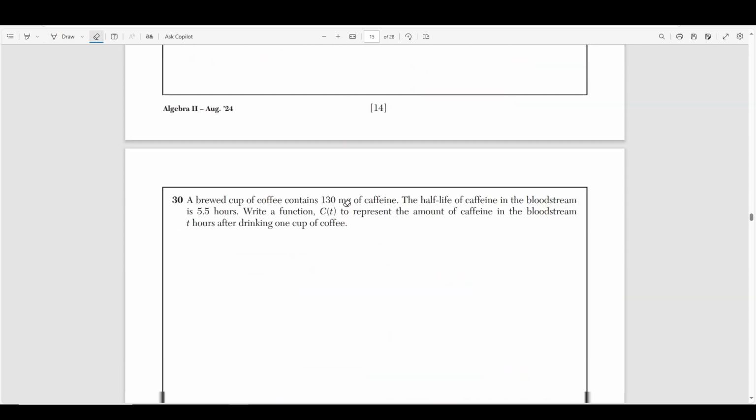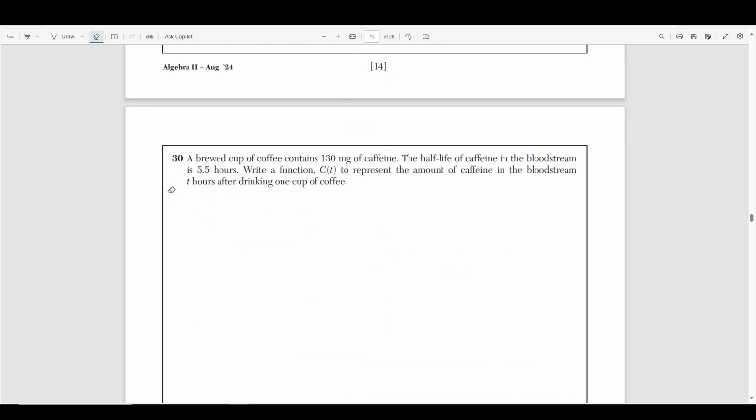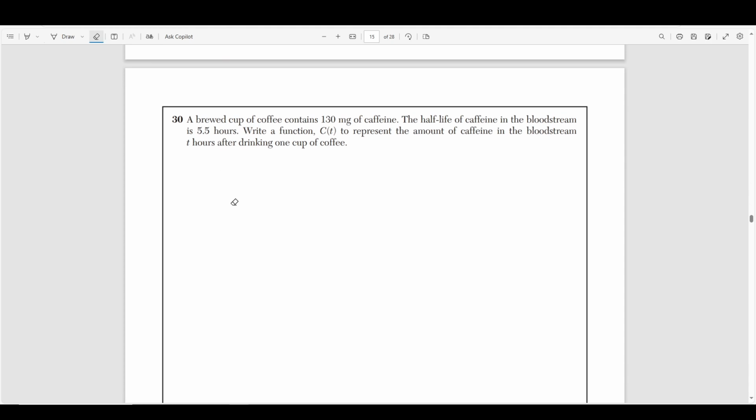Number 30 says, a brewed cup of coffee contains 130 milligrams of caffeine. The half-life of caffeine in the bloodstream is 5.5 hours. Write a function c of t to represent the amount of caffeine in a bloodstream t hours after drinking 1 cup of coffee. So the way that a half-life equation works is the half-life tells you how long it takes for half of something to go away.